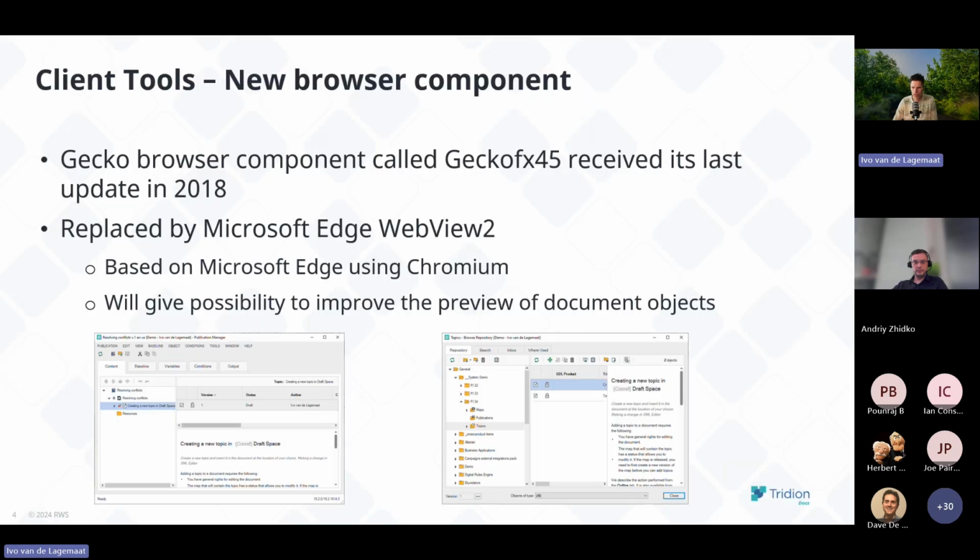The client tools. So the client tools now got a new browser component. Before we were using a Gecko browser component, and it was last updated in 2018, and that's a long time ago. So there might be vulnerabilities in there, we just don't know. And it is a risk for us. And also, if you want to do more advanced stuff with CSS, it's probably not supported by this browser component.